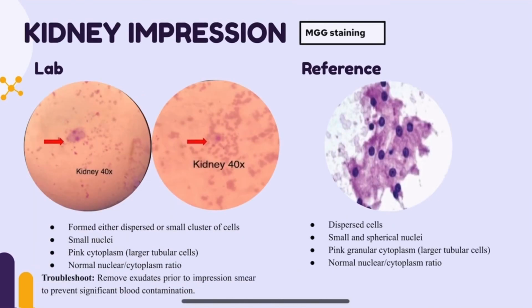We use the dabbing technique to obtain the sample from the kidney and stain it with MGG staining. Under 40 times magnification, we observe dispersed and small clusters of cells with small nuclei, pink cytoplasm, and normal nuclear cytoplasmic ratio. As for the cells in the reference, it appears as dispersed cells with small and spherical nuclei, pink granular cytoplasm, and normal nuclear cytoplasmic ratio. We need to troubleshoot by removing exudates prior to impression smear to prevent significant blood contamination.